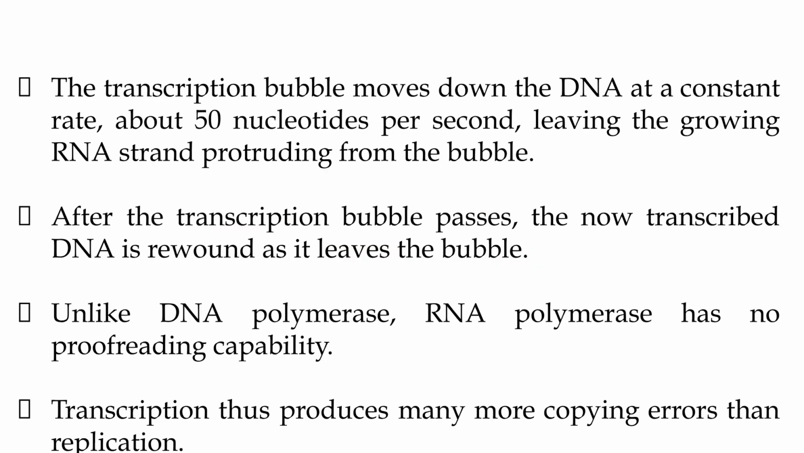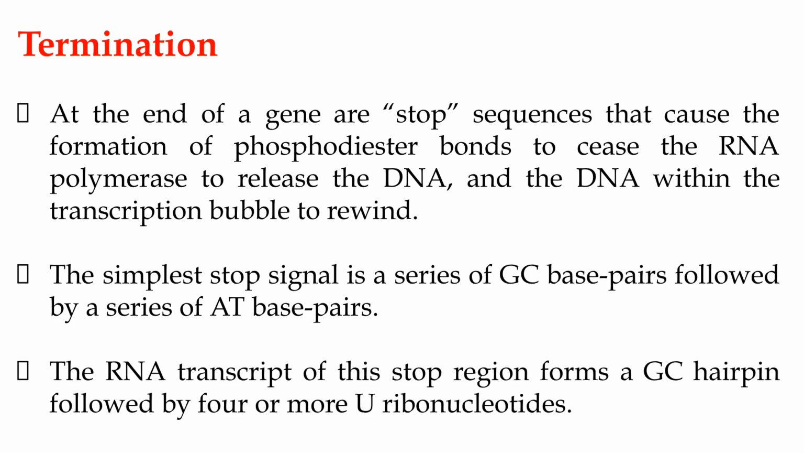Eukaryotes have 3 different RNA polymerases. I synthesizes rRNA, 2 synthesizes mRNA, and 3 synthesizes tRNA. Transcription starts at RNA polymerase binding sites on the DNA called promoters. These are short, untranscribed sequences that vary widely in efficiency.